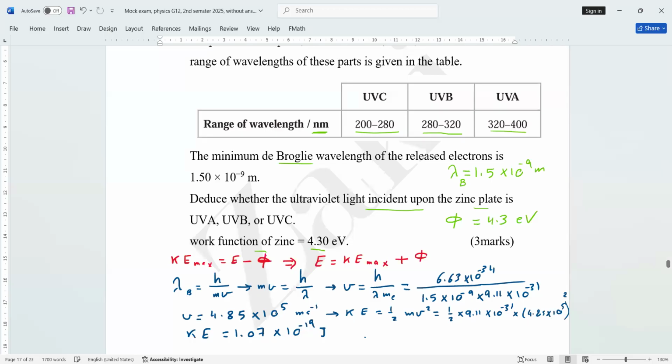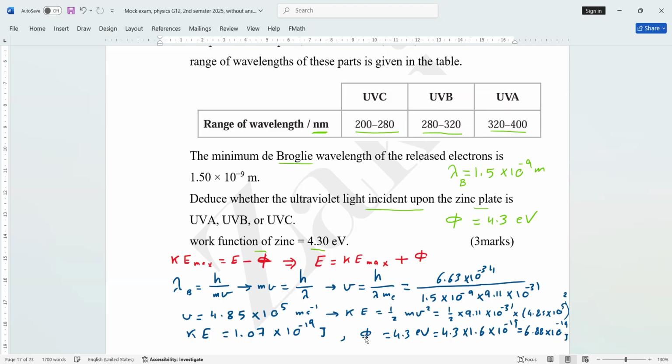And phi is the work function. It's given as 4.3 electron volts, but we convert it to joules. To convert it to joules, 4.3 times 1.6 times 10 to the power negative 19, which is 6.88 times 10 to the power negative 19 joule.